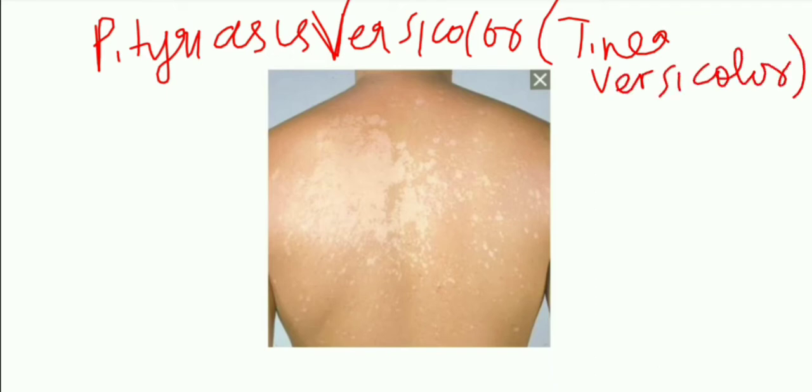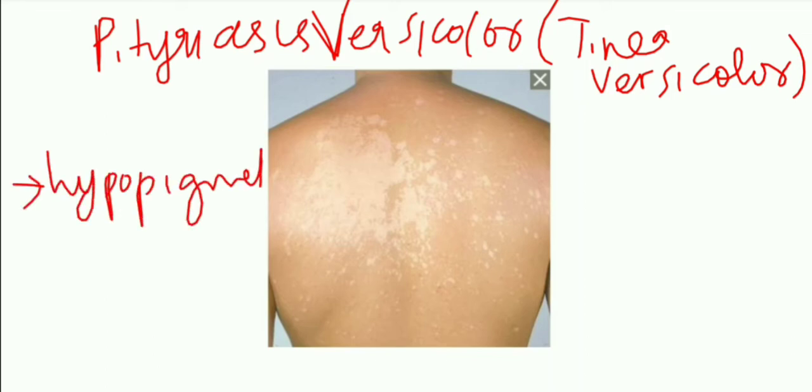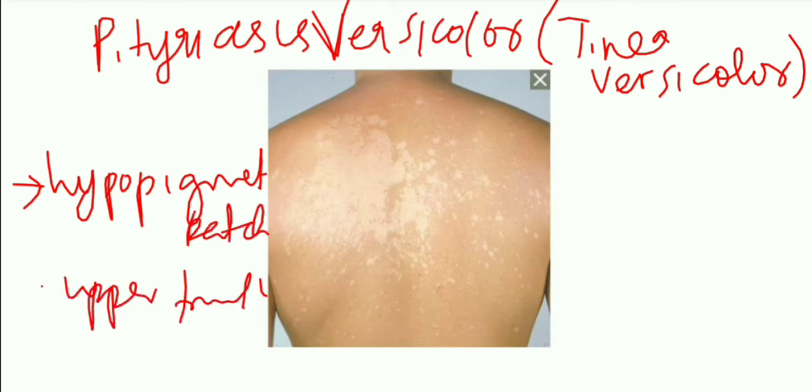This is a picture of pityriasis versicolor, and let us talk about the clinical presentation of this case. A patient is presenting with a hypopigmented patch on the upper trunk. Just note down the point: hypopigmented patch on the upper trunk, and the patient is not complaining of any itching. That is the presentation of pityriasis versicolor. Now let us see more about this.